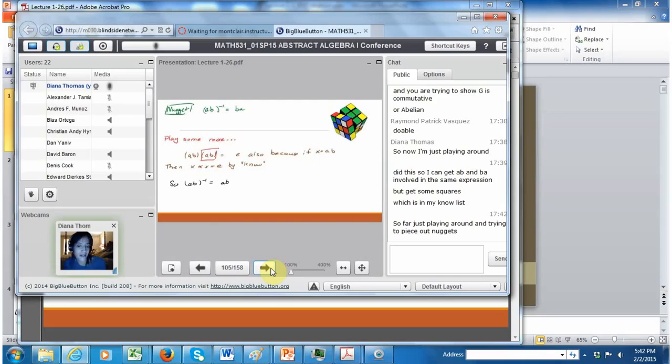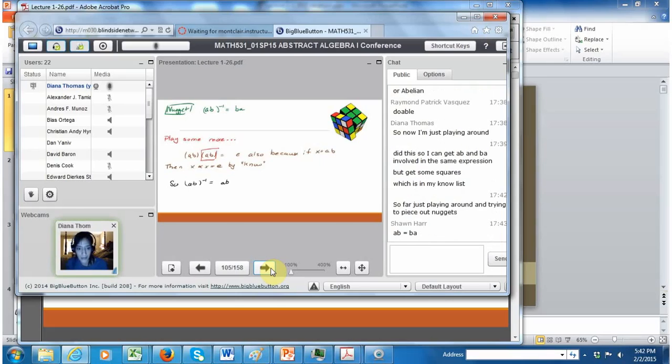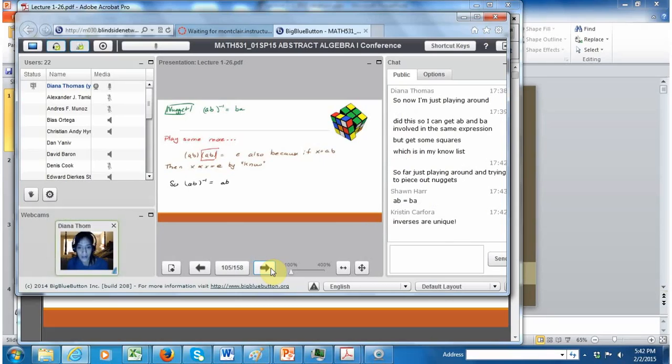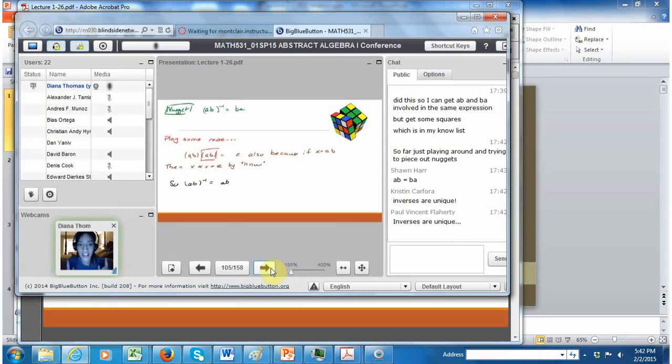Well, I'm done. Can anybody put in the chat box why I'm done? I'm not done, like fed up done, but I'm done with this proof. Can you see the last line of the proof now? Right, exactly. Inverses are unique. Because inverses are unique, I'm done.